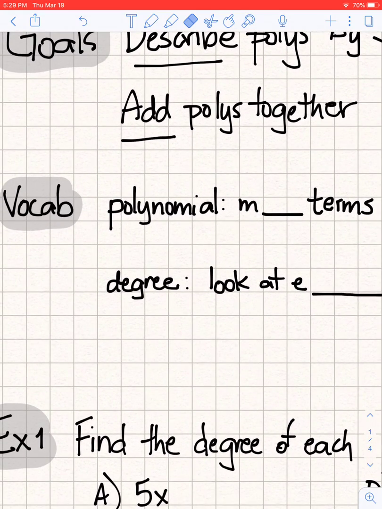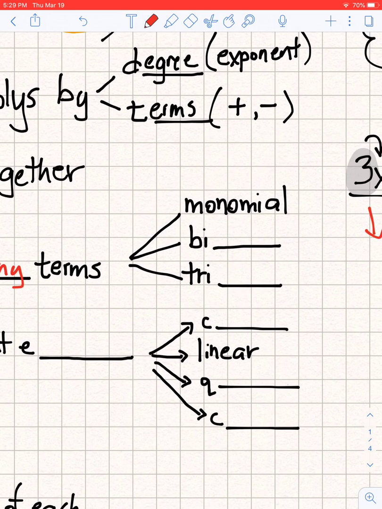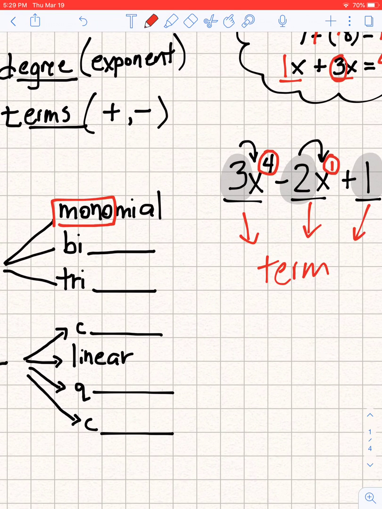Vocab. Polynomial is the first maybe vocab, and this is something that has many terms. So a polynomial can have like one term. If it's one term, then it's called a monomial. Notice that word mono in front. This would mean one term.